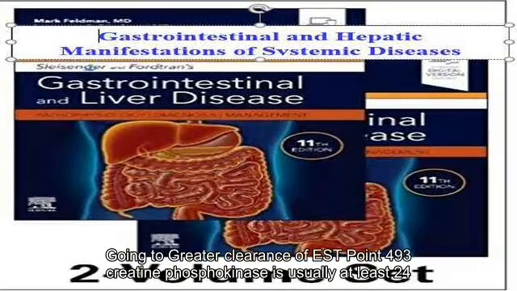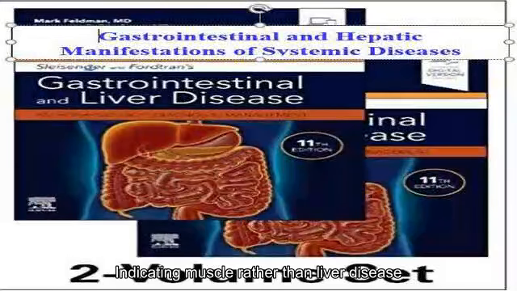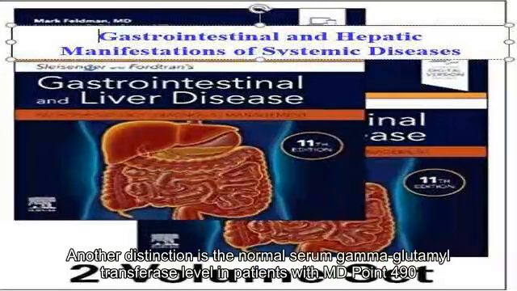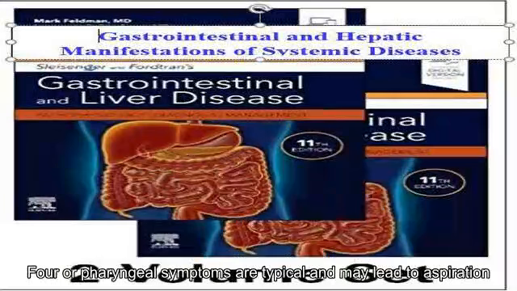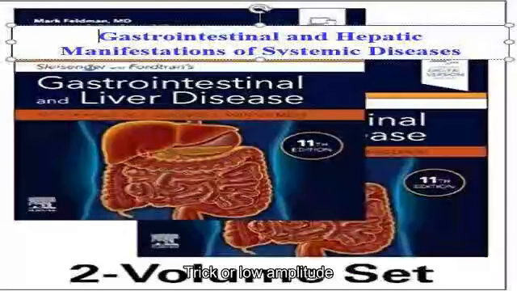Creatine phosphokinase is usually at least 20-fold higher than serum AST and ALT, indicating muscle rather than liver disease. Another distinction is the normal serum gamma-glutamyl transferase level in patients with MD. Oropharyngeal symptoms are typical and may lead to aspiration. Pharyngeal contractions may be asymmetric or low amplitude, and UES pressure is low.